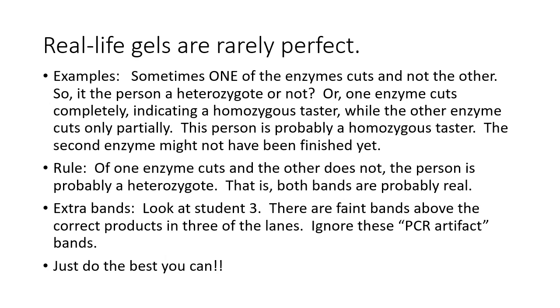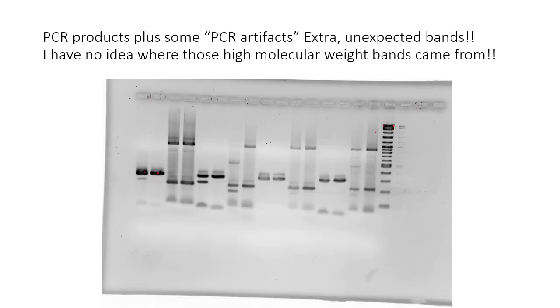I want to point out, real-life gels are rarely perfect. Sometimes one enzyme cuts and not the other, just like I showed you. And sometimes you get some weird stuff. Just ignore the weird stuff. Okay, for example, here's a gel, and it's got some nice PCR products. Notice also that when we're showing these for the students, we're not showing the whole gel. We're just chopping out the part of the gel which has the bands we want to look at. But notice there are some higher molecular weight bands that are there and some shadowy bands. And those are called PCR artifacts, meaning we have no idea where those came from. But that's okay. You'll do fine. Do the best you can.